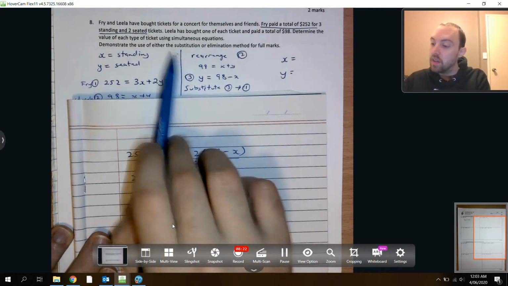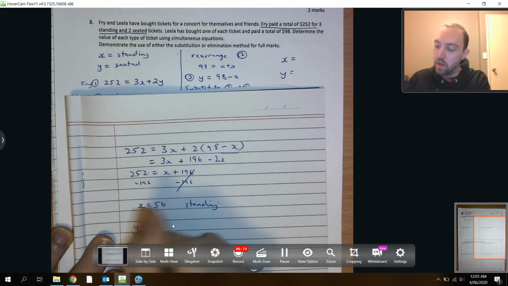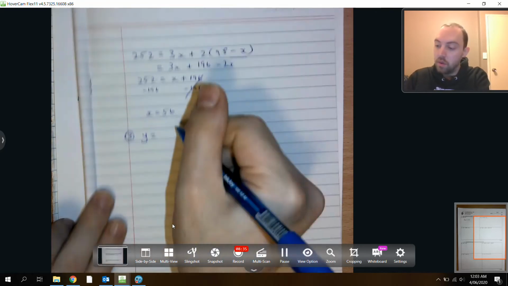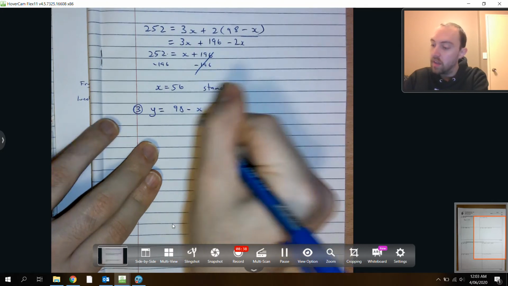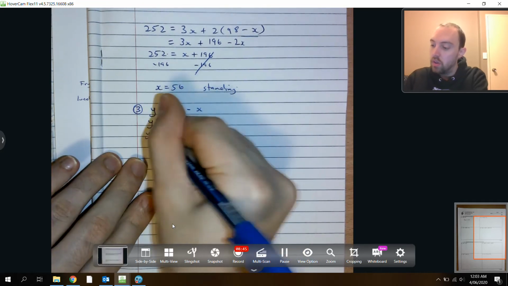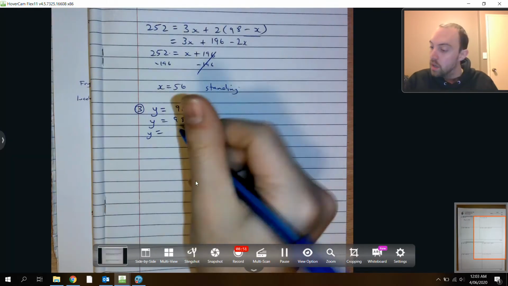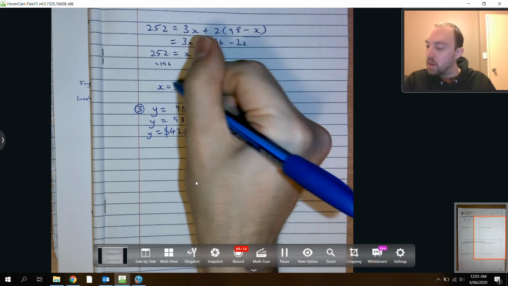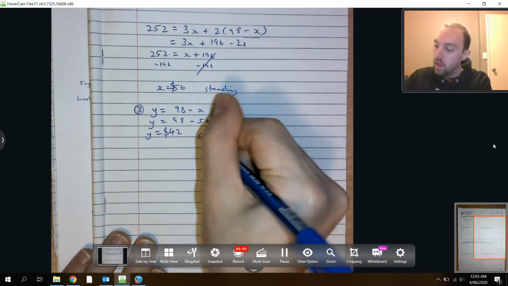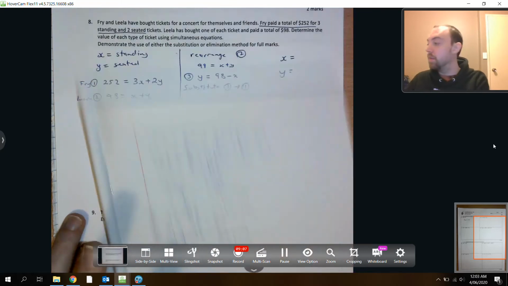But the question itself says, determine the value of each type of ticket. I do not know what y is, but I do know from equation 3 here that it is equal to 98 take x, and I know that x is now 56. So y is equal to, again, may as well use the calculator just to be certain, 42. And I should probably put dollars on these things because they are, in fact, dollars. So we've got $56 for standing, $42 for seated.